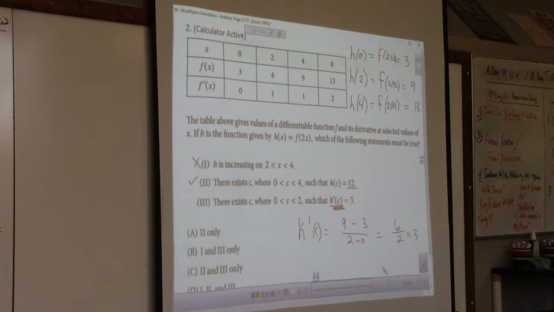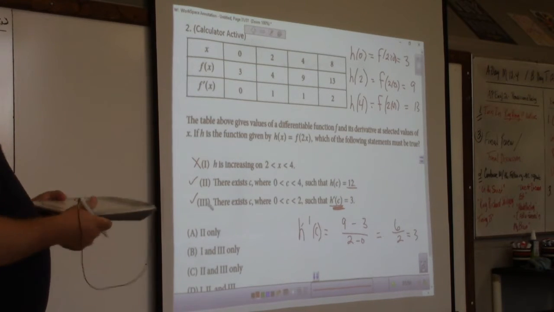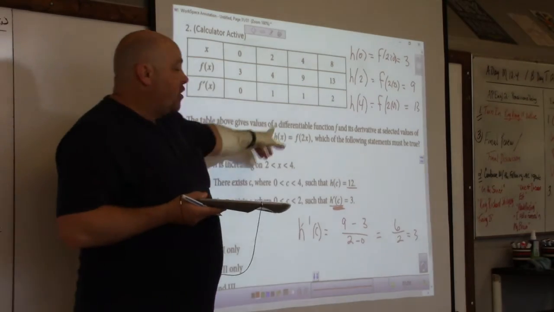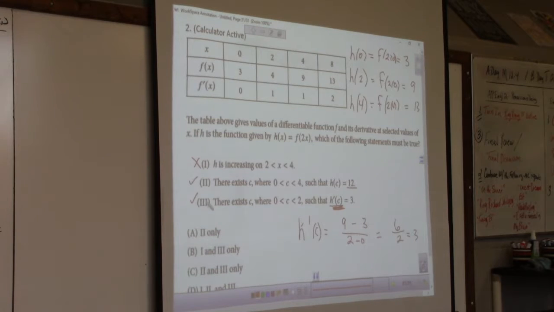So what are we guaranteed somewhere in that interval? That h prime of c is somewhere going to be equal to 3, which means that what? That one would work. That would work if what? If h is differentiable and continuous, which we've already talked about why it is. So it's 2 and 3 only.